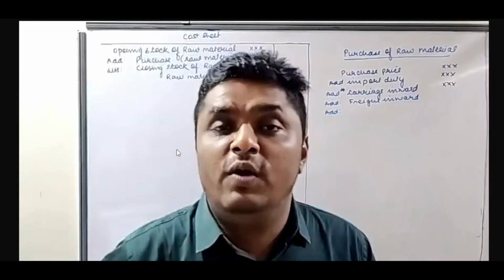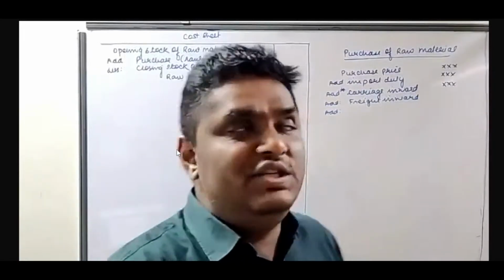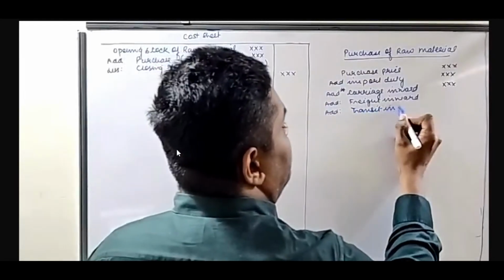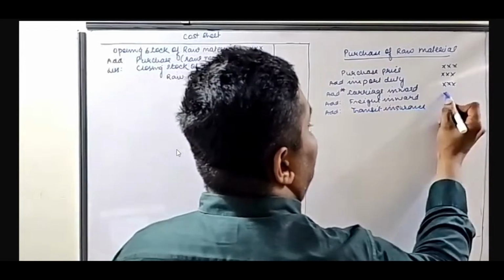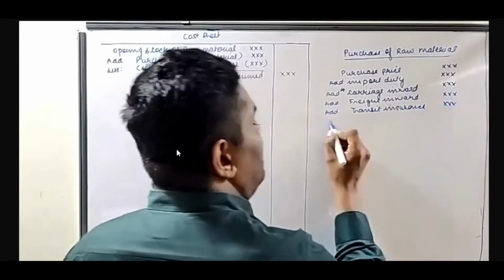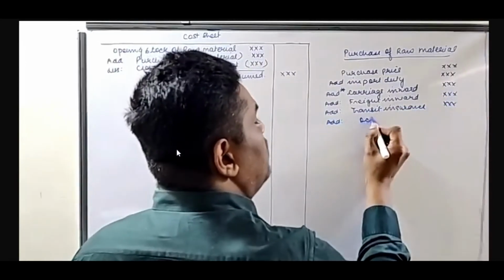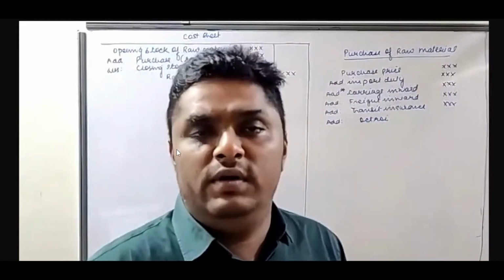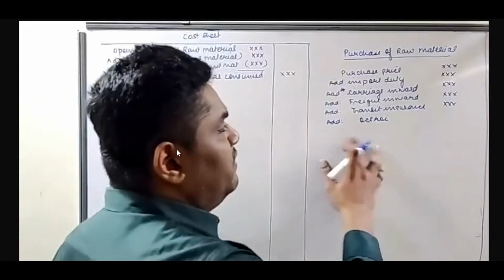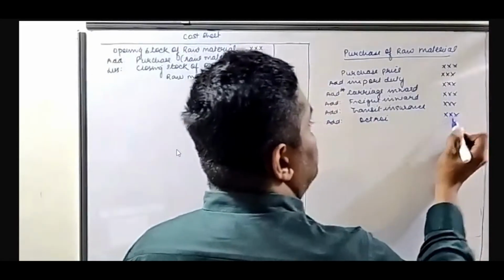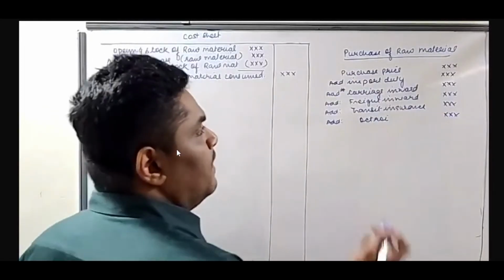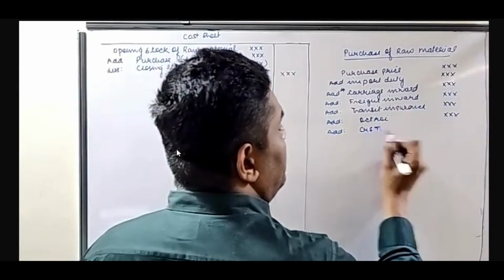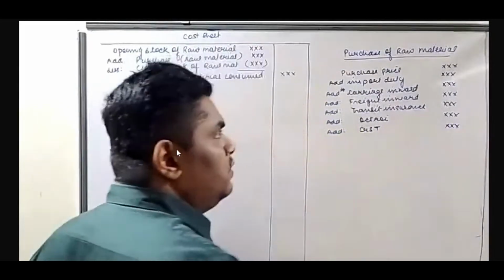If the insurance cost of raw material is given, I mean transit insurance of raw material is given, then also it will form part of the purchase price. If we are paying any sort of octroi, right now this tax is abolished after GST, but still if the question is giving octroi, then you have to add it to the cost of raw material. Further, any GST paid will be added to the cost of raw material.